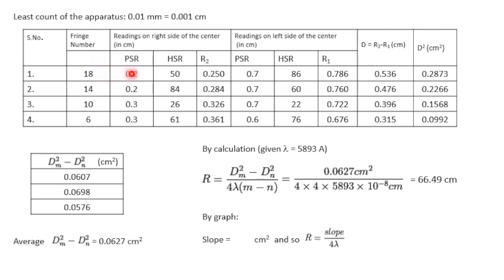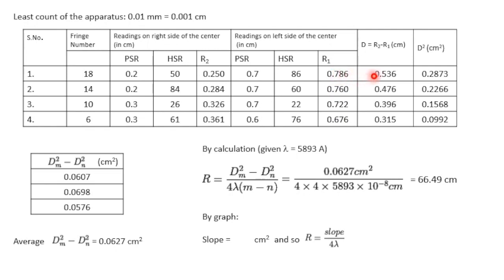And I have taken the reading of the 18th ring by positioning the vertical crosswire of the telescope, and in positioning it, I have ensured that the crosswire is essentially a tangent to a given ring. So I take the reading of the 18th ring and move very carefully to the 14th ring, ensuring that I don't miss my count. And I take the reading of the 14th ring, 10th ring, 6th ring, go across the center and take the reading of the 6th ring, 10th ring, 14th ring and 18th ring.